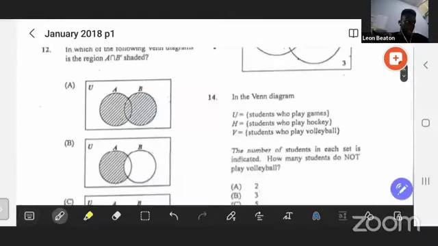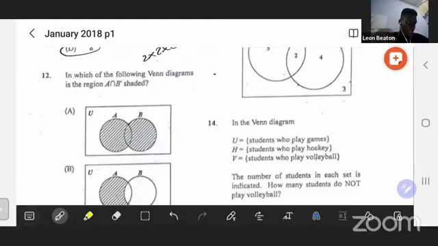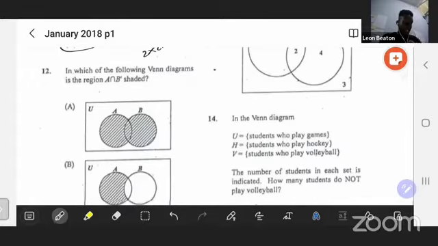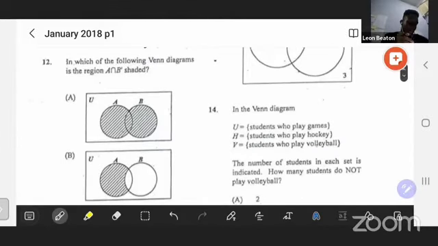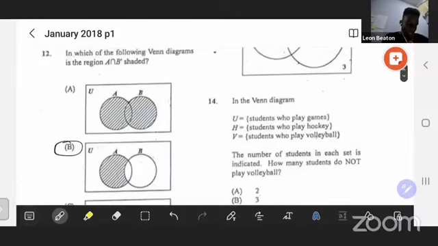So we are at number 12. Number 12 says, in which of the following Venn diagrams is the region A intersect B complement shaded? All right, so this here is definitely not A intersect B complement. This is everything outside the intersection. So this would be B here, A intersect B complement. Everything outside the intersection and B. So B.